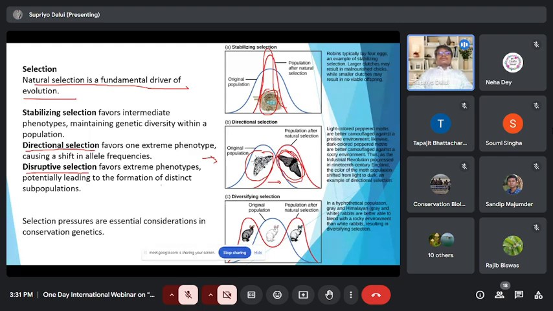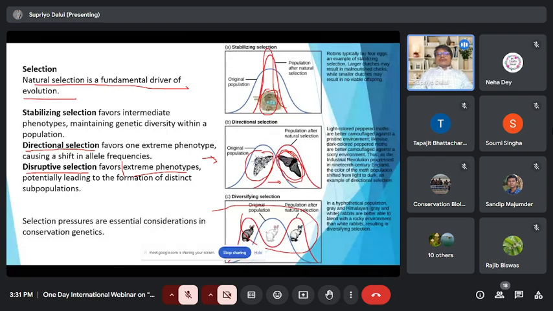And the last one is disruptive selection. It favors the extreme phenotypes. What is called the extreme phenotype? If we look at the last example of the rabbits, if there are three variants of rabbits, the black, the white, and the gray rabbit, it will select the gray and the black rabbit, but not the white rabbit.